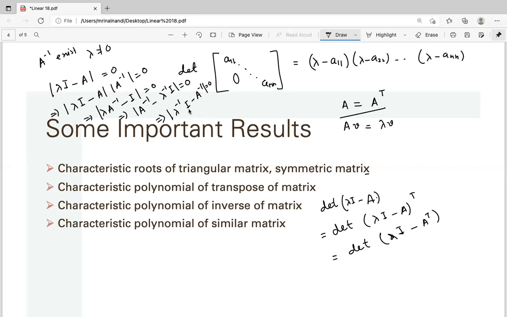So lambda inverse is the eigenvalue of A inverse. Now, what is the characteristic polynomial of a similar matrix? Say, what is a similar matrix? P inverse AP is similar to A.